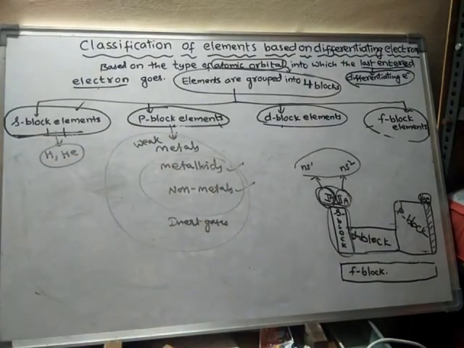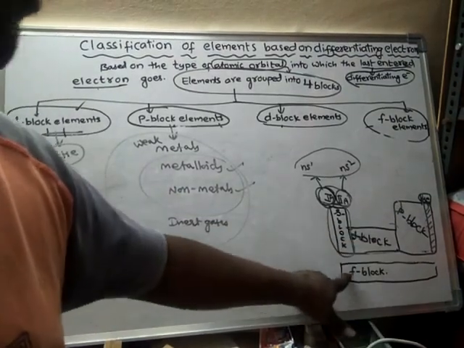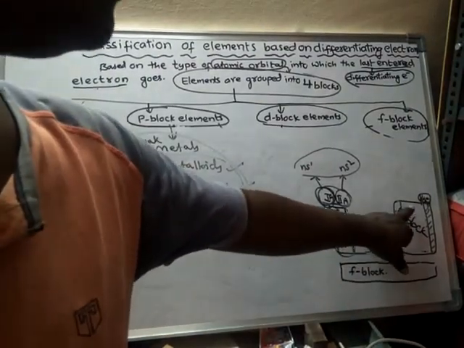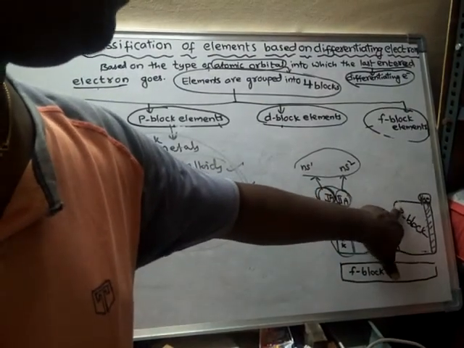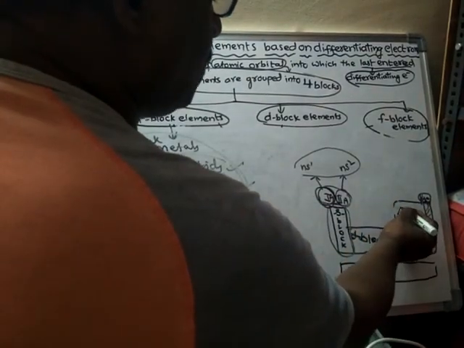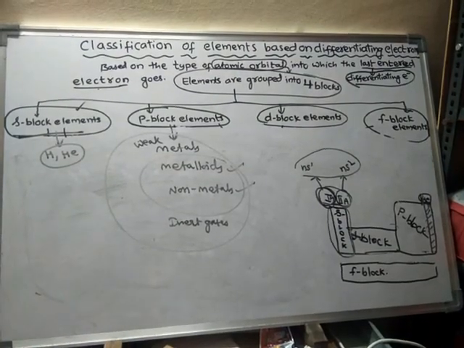S block contains only metals, D block contains only metals, and even F block contains only metals. But P block contains all types of elements: metals, metalloids, non-metals, and inert gases.